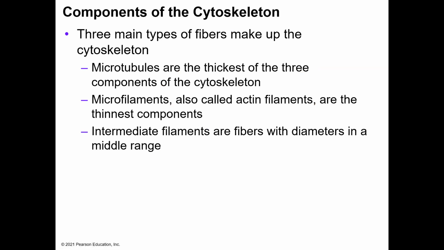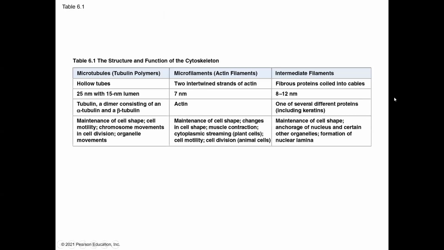Now, there are three different types of fibers that make up the cytoskeleton. There are microtubules, which are the thickest of the three components of the cytoskeleton. They're big, huge, hollow tubes. Then there are microfilaments, which are what we call actin filaments, and they're the thinnest components. Then you have intermediate filaments, which are fibers with diameters in the middle range. They can vary in thickness, but they're not huge hollow tubes like the microtubules or just single strands like the microfilaments.